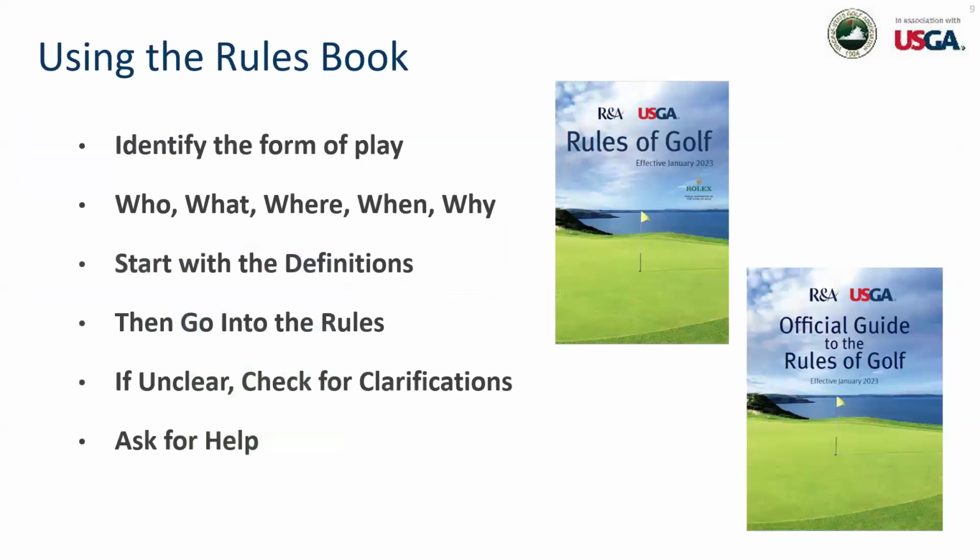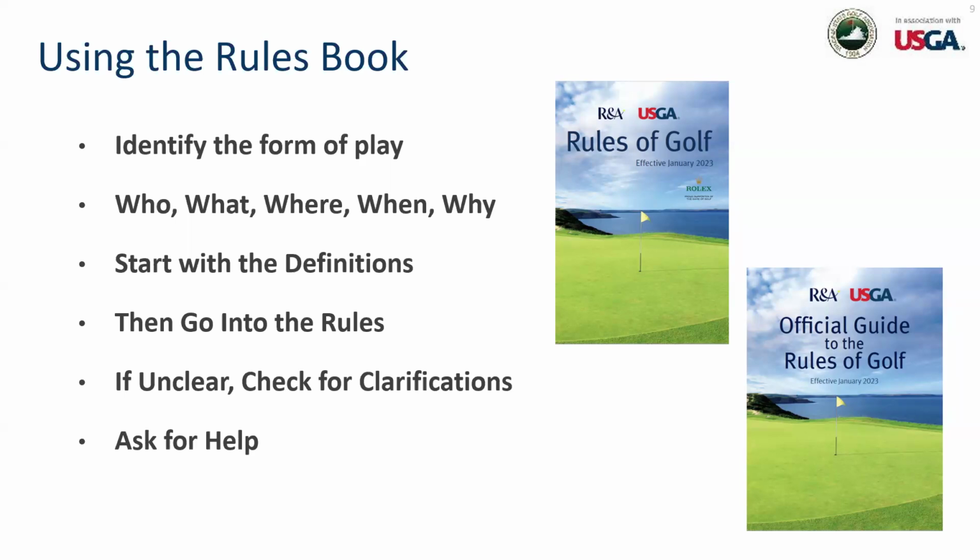So diving more into the book itself and maybe how to navigate that best, you can identify first and foremost the form of play. When making a ruling or answering a question on the rules, knowing whether it's match play or stroke play, and whether it's individual or partner play, or even a team competition can make all the difference. The rules provide different answers in many situations for different forms of play.